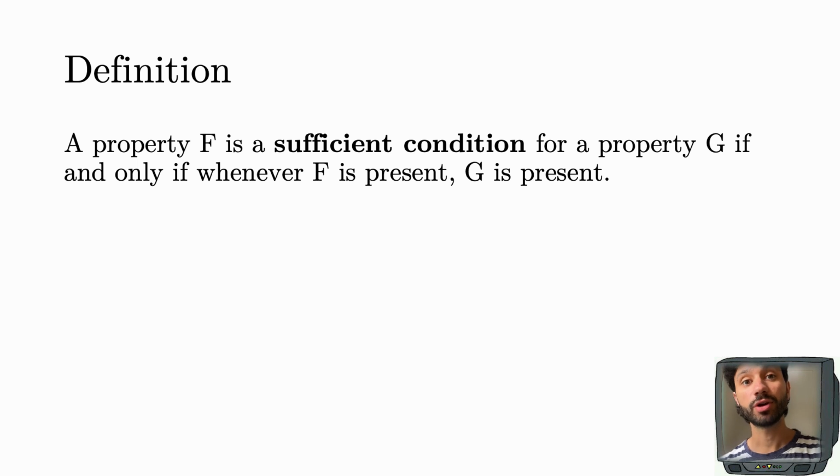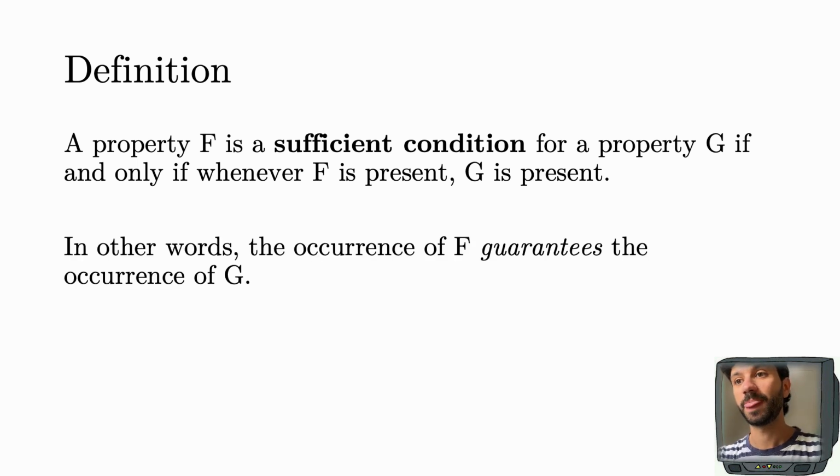Okay, so let's start with the definition of a sufficient condition. A property F is a sufficient condition for a property G if and only if, whenever F is present, G is present. Okay, so try to think about what that means and really internalize this definition. So what it means is that the occurrence of F guarantees the occurrence of G. Can you think of any examples?